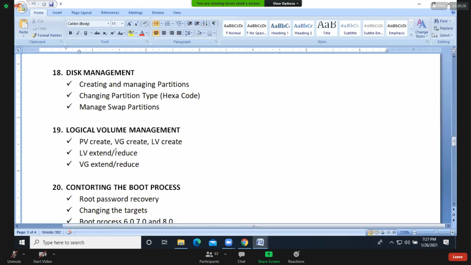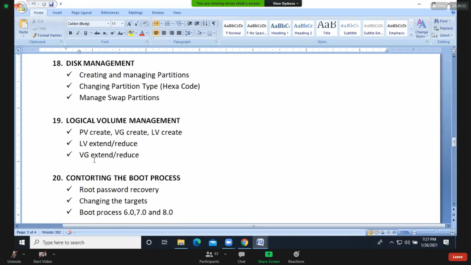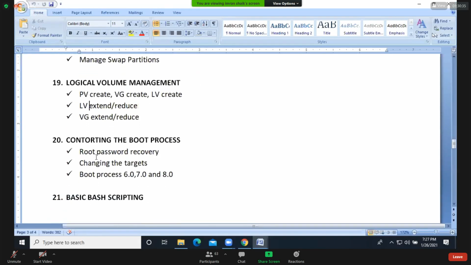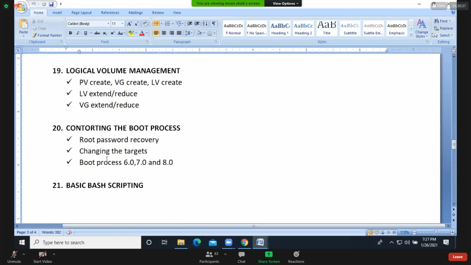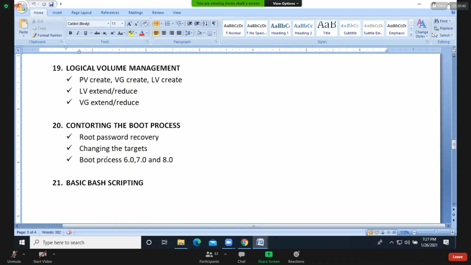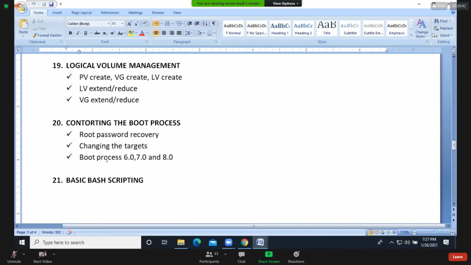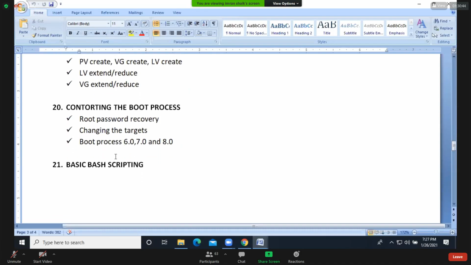Disk management also will take 3 days, guys. These 3 chapters will take 3 days. And then controlling the boot process: how to recover the root password, and the boot process of RHEL 7, 6 and 8. This we are going to discuss. How to change the targets. And finally we are going to discuss 3 days of basic scripting. Finally, a total of 21 chapters, but a few chapters will take more than 3 days. Clear?